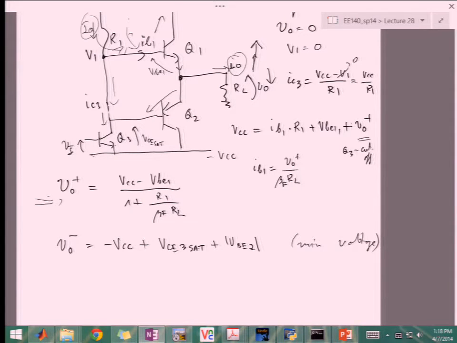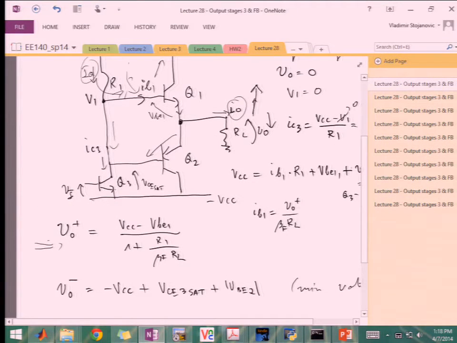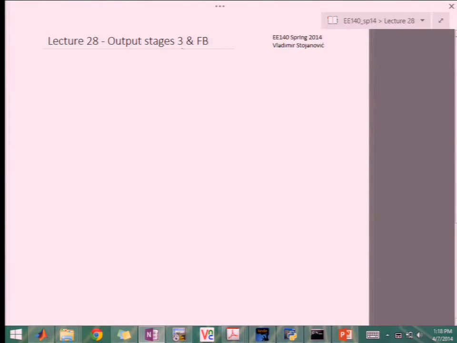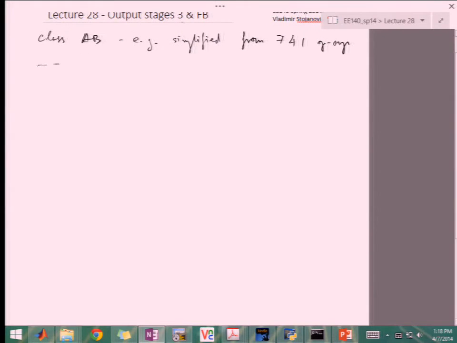Okay. Another topology. So this is class B because we don't have any diodes in between. Another topology was class AB, and this example is simplified from the 741, sort of the workhorse of op-amps for many years. So take a look at that one. Sort of what we already covered, but there's one little twist.